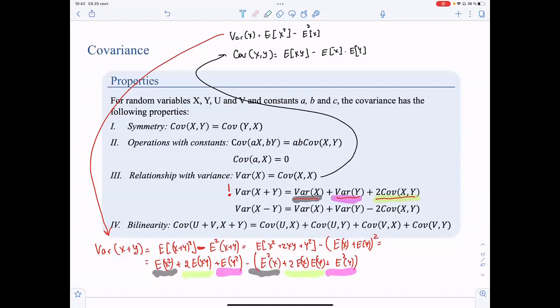And that's it. So basically, it is proved in a straightforward way.